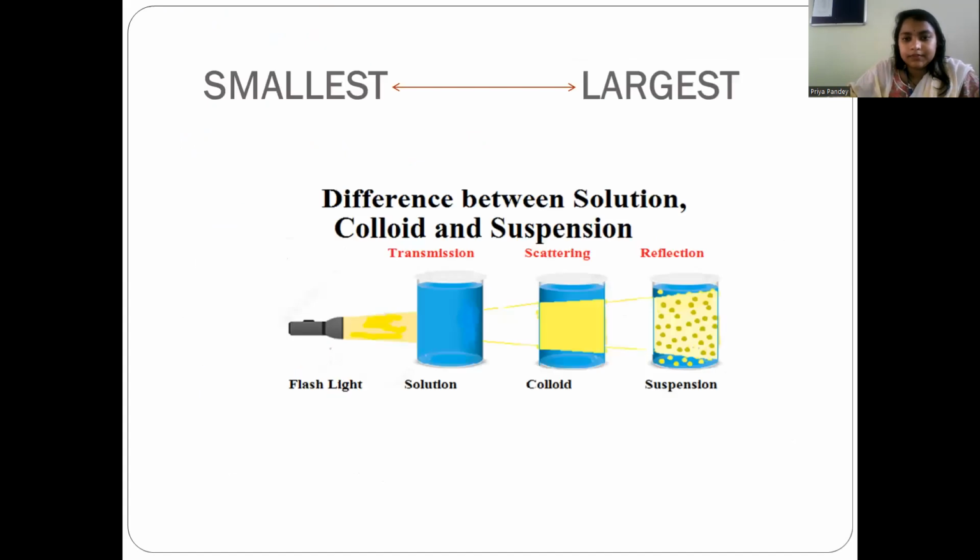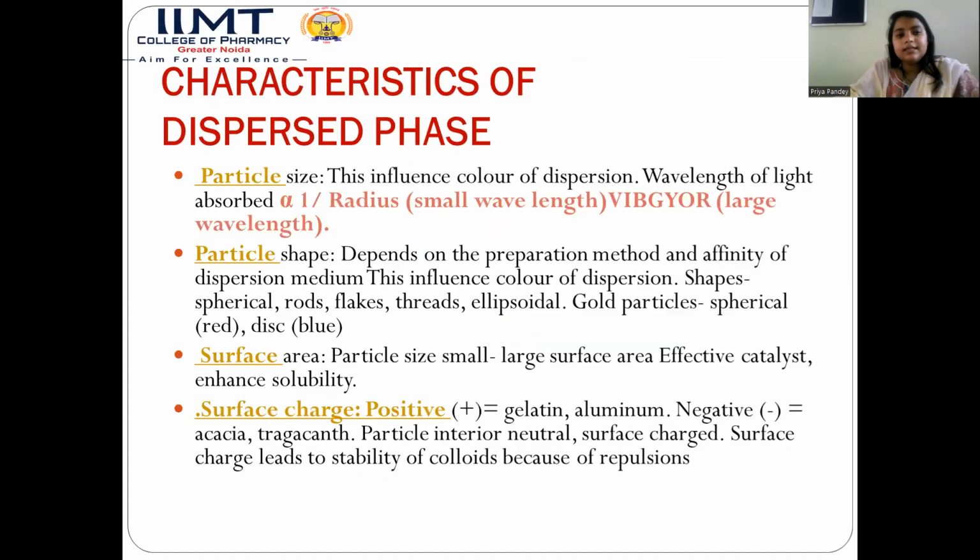Next, the characteristics of the dispersed phase: particle size. The particle size basically influences the color of the dispersion. If we talk about the wavelength of the light, basically it absorbs small wavelength, and if we talk about the relation of 1 divided by radius, in case of large wavelength it is called visual wavelength, and in case of small wavelength, it is calculated by lambda equals 1 upon radius. The particle shape depends on the method of preparation.